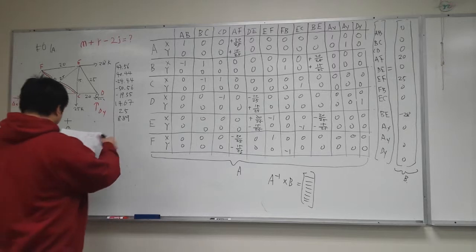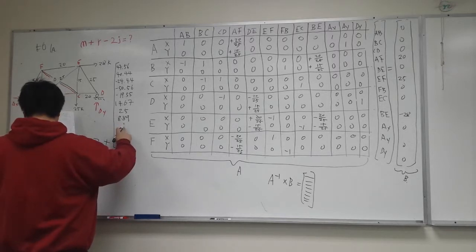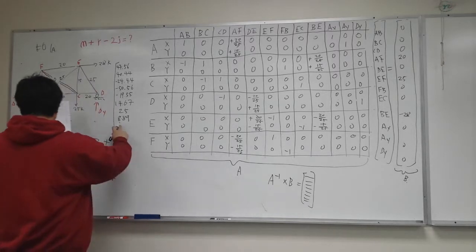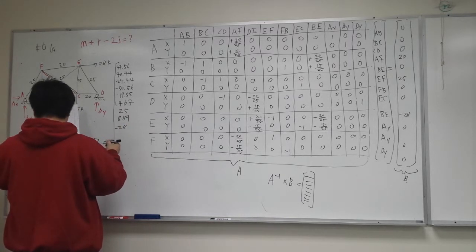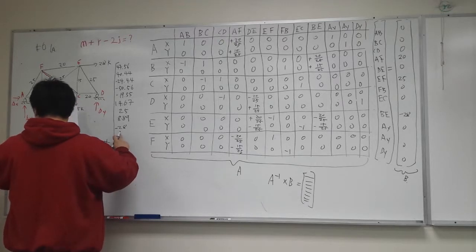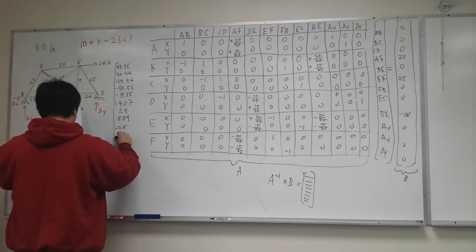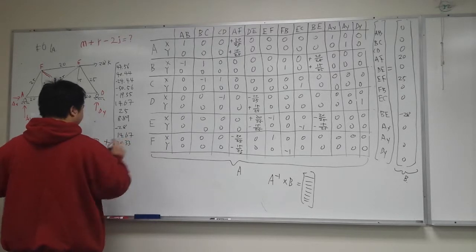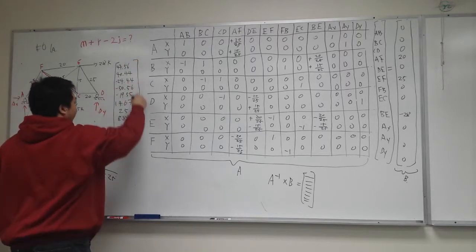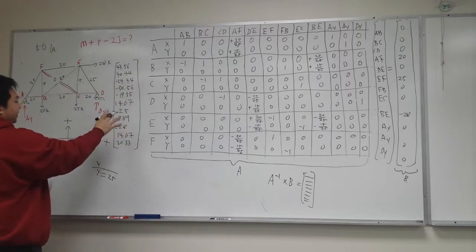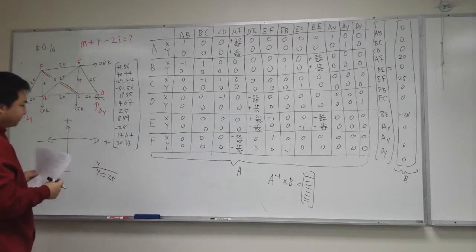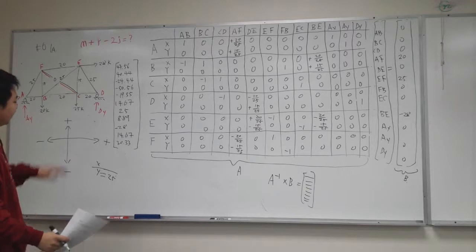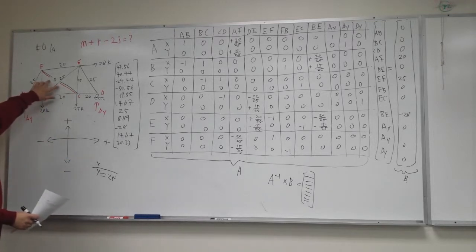So for the next one is AX. So AX is negative 28, so it's going that way. And for AY is 14.67, for this one is 30.33. This is the internal force for the truss.